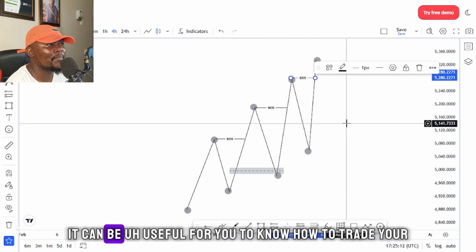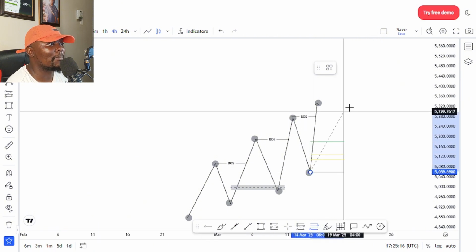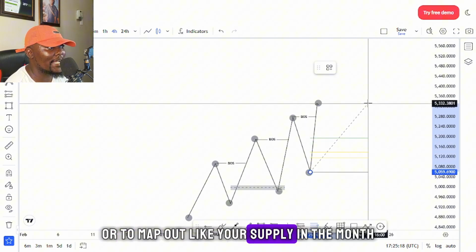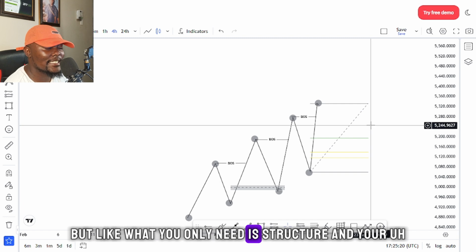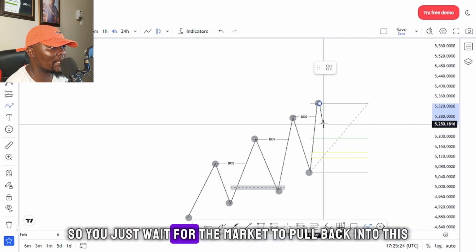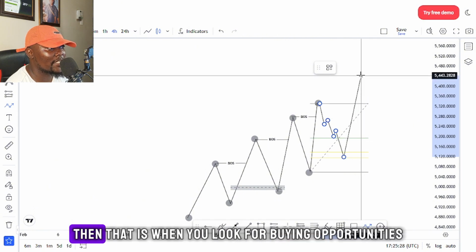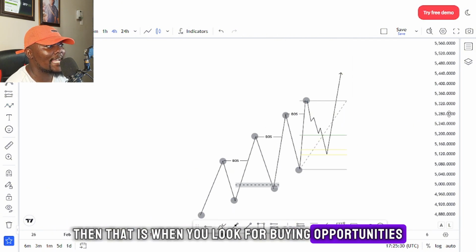Like I said, it can be useful to you to know how to trade your supply and demand, or to map out your supply and demand. But what you only need is structure and your Fibonacci tool, guys. So you just wait for the market to pull back into this yellow area here, then that is when you look for buying opportunities.